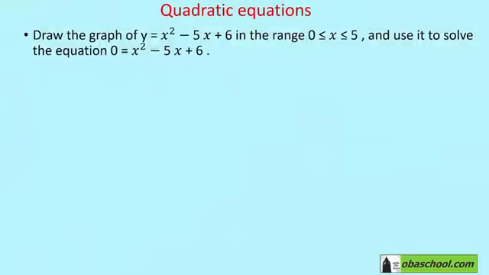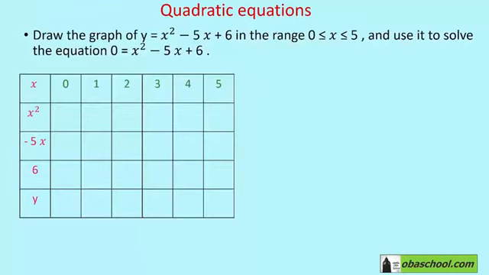In this video, we will be solving the following exercise about quadratic equations. The exercise says, draw the graph of y equals x squared minus 5x plus 6 in the range of x greater than or equal to 0 and less than or equal to 5, and use it to solve the equation 0 equals x squared minus 5x plus 6.